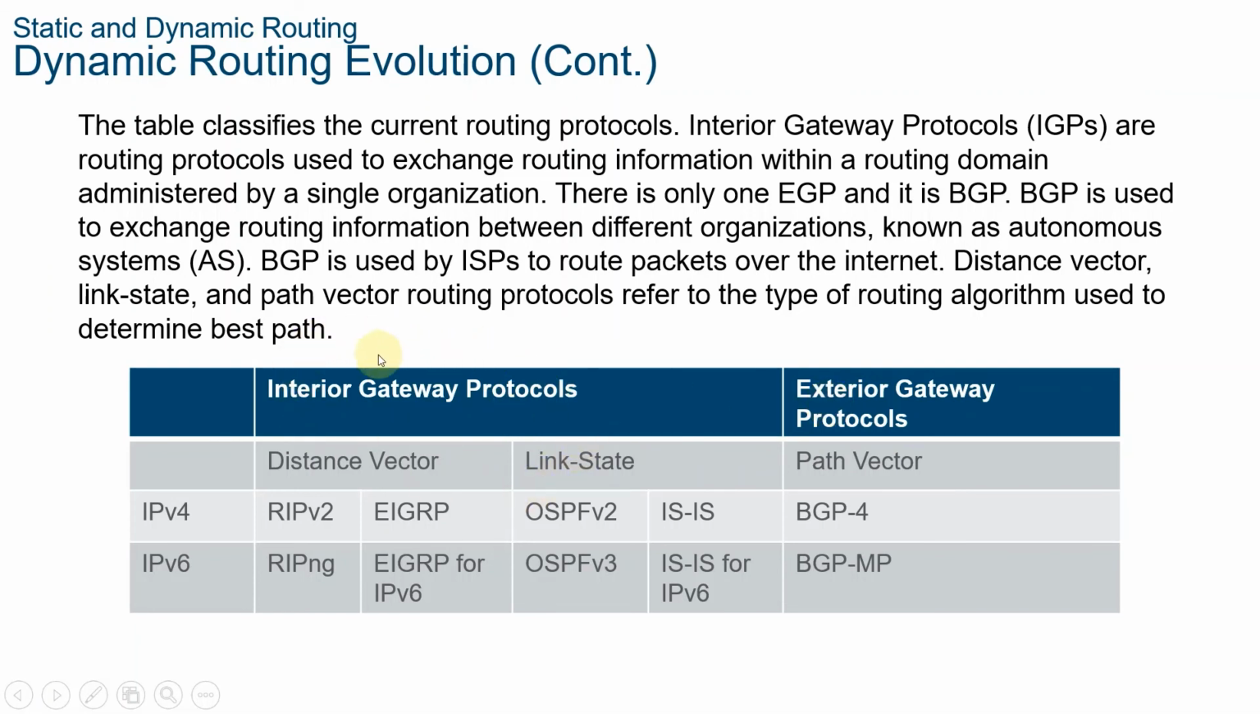So basically, from this table, we can classify routing protocols as IGP and EGP. Interior protocols are used within an organization, within the control of a single administrator. And EGP is basically used on the ISPs, or among ISPs. All right? So further, we can divide routing protocols into distance vector, link state, and path vector. Under path vector, you only have BGP. Link state, you've got OSPF and IS-IS. And then distance vector, RIP and EIGRP.